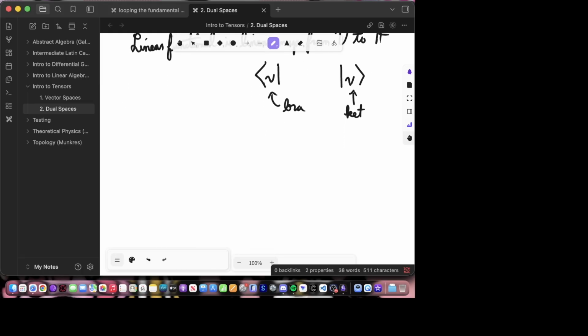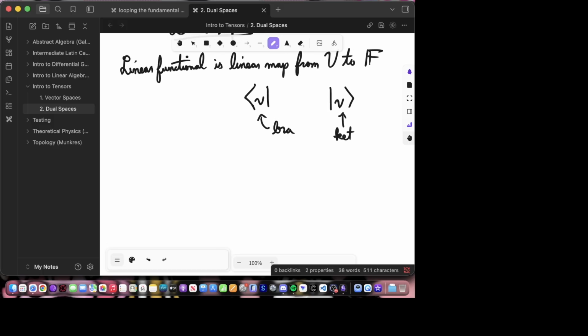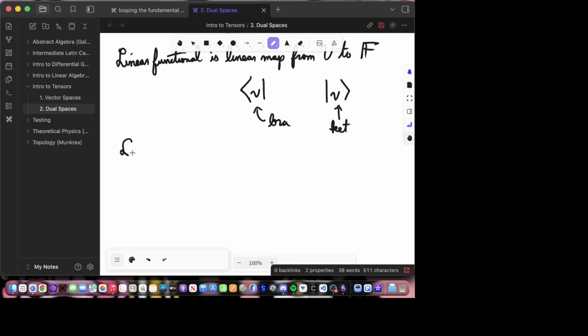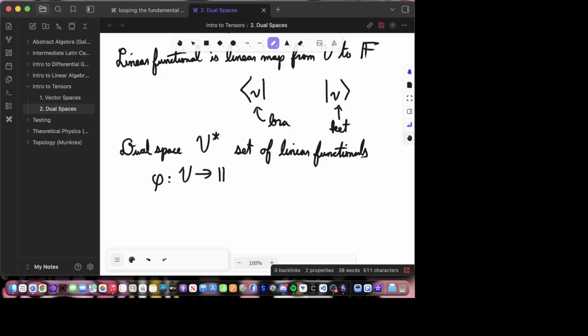So now we can define the dual space. We define the dual space V star, the dual space of a vector space V, as the set of linear functionals from V to F.